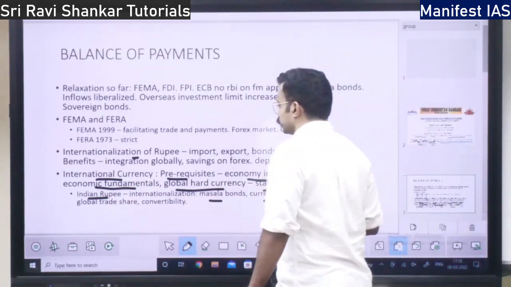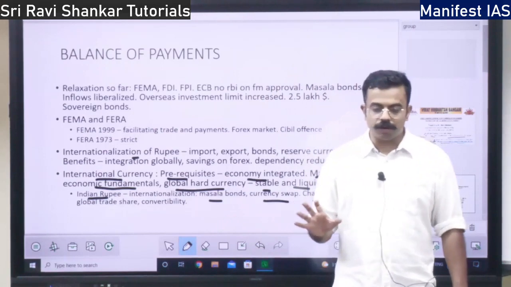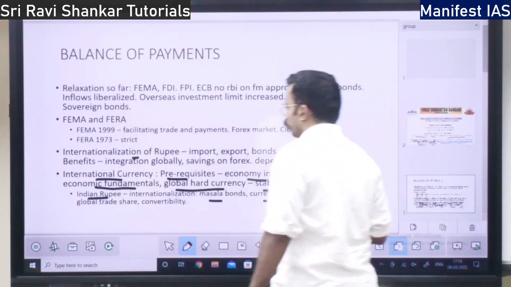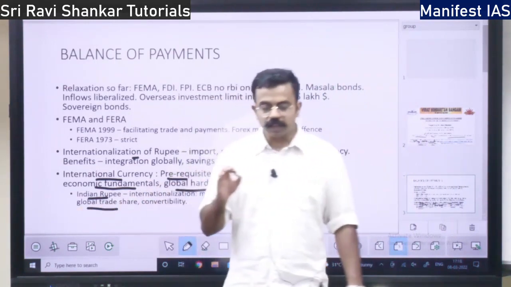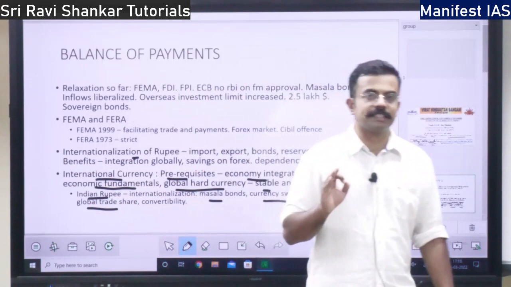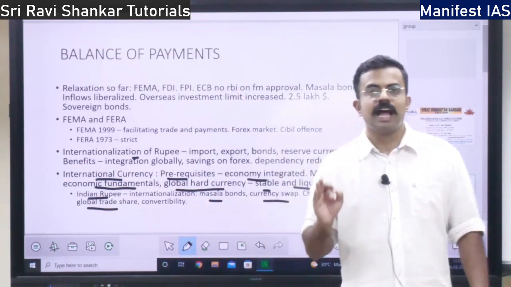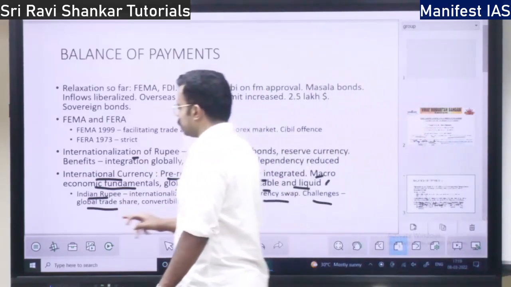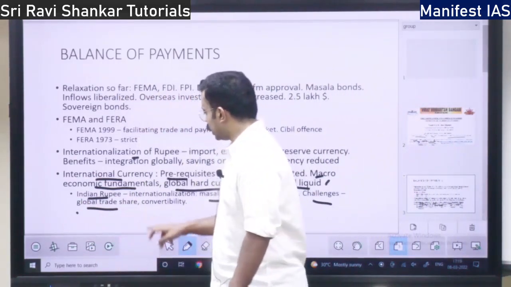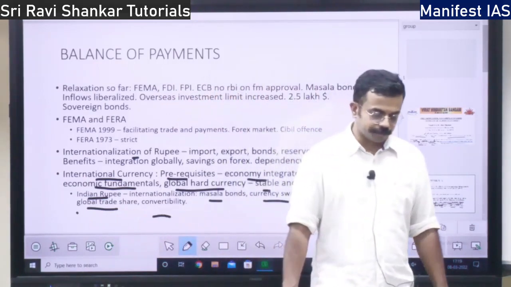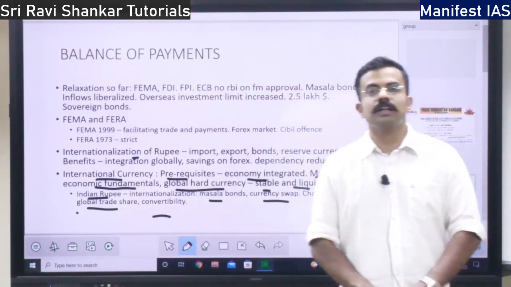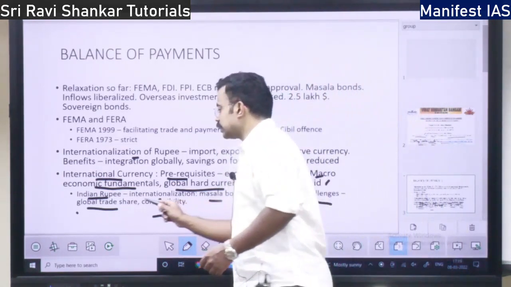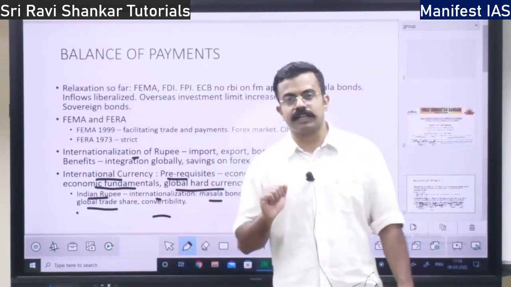So what are the challenges to internationalize the rupee? In order for the rupee to become famous across the world, what are the challenges? The first challenge is global trade share. I told you in merchandise trade, our share is just 1.7%. In services trade, our share is just 4%. So our global trade share is very, very less. That is one concern. Apart from that, convertibility. See, the rupee is not convertible. That also makes internationalizing the rupee a difficult task, right?